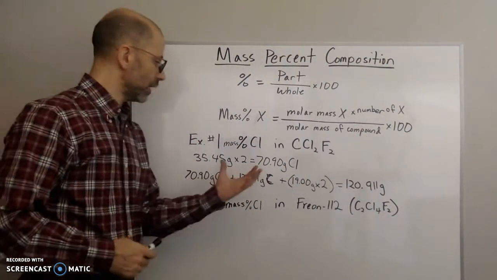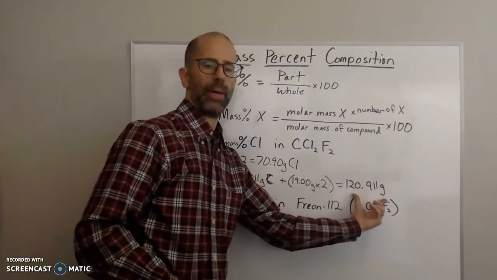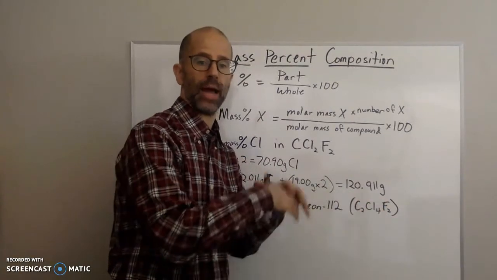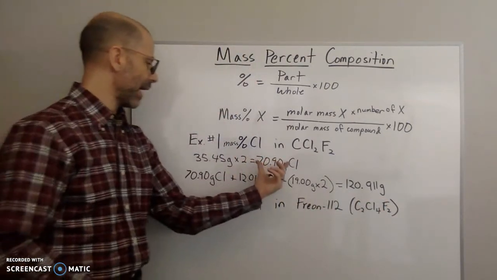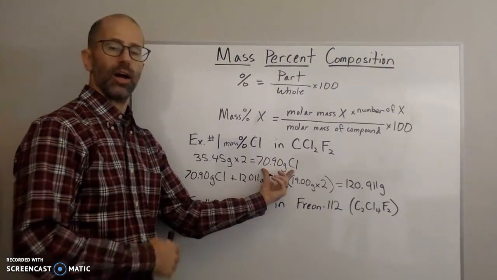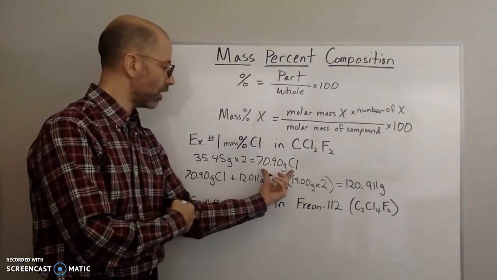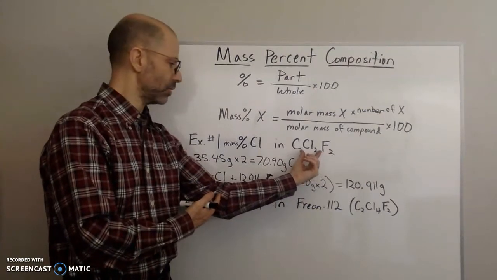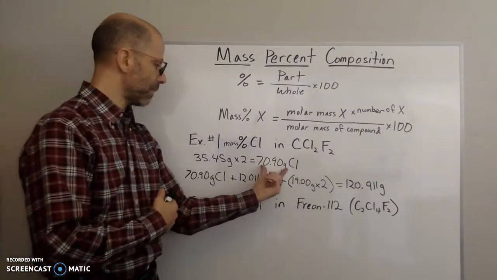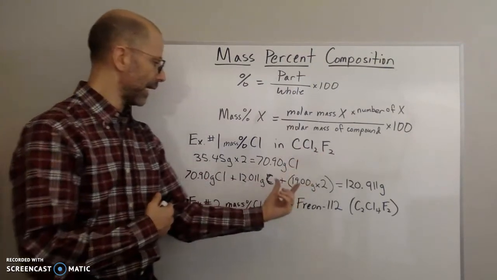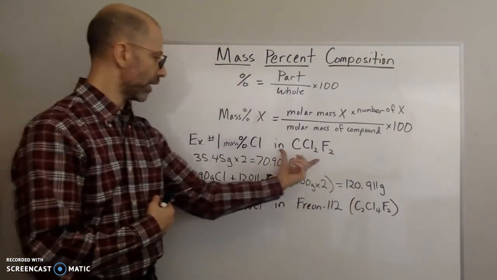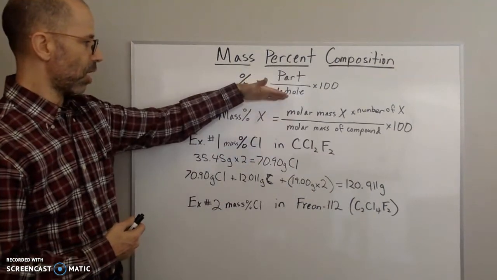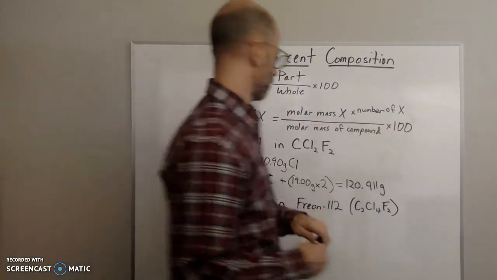So now that I have the molar mass, the mass of 1 mole of my compound, and I have the total mass of my chlorine in 1 mole of the compound, I have the mass of the part and the mass of the whole. Now I can put in my equation the part over the whole multiplied by 100.